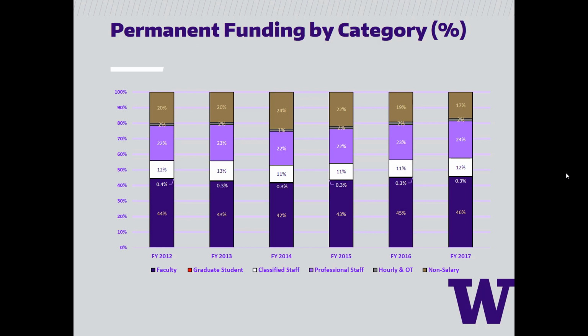As comparative against each other, you can see that the permanent allocations for faculty have held relatively steady from 44 to 46%. Graduate students are hard to see, and they're in the white lines here, but approximately 0.3 to 0.4% of the permanent allocation. Allocations for classified have held relatively steady at 12%, with the allocation for professional increasing from 22 to 24%. Allocations for hourly and OT have held relatively steady at 2%, while the non-salary allocation has fluctuated between 20 and 17%.